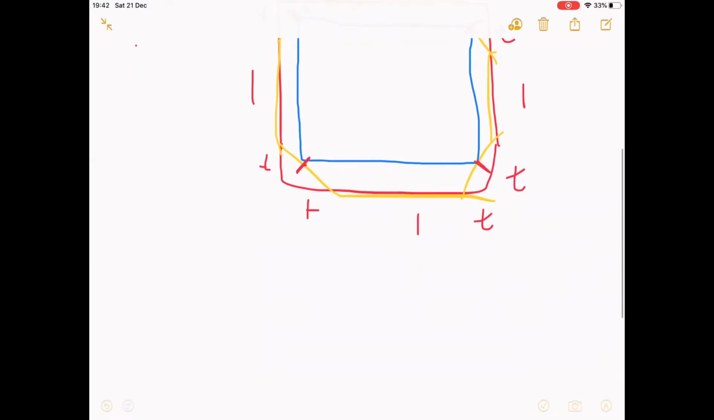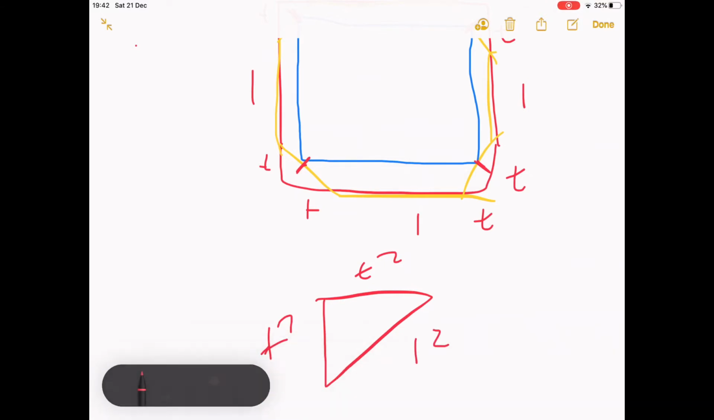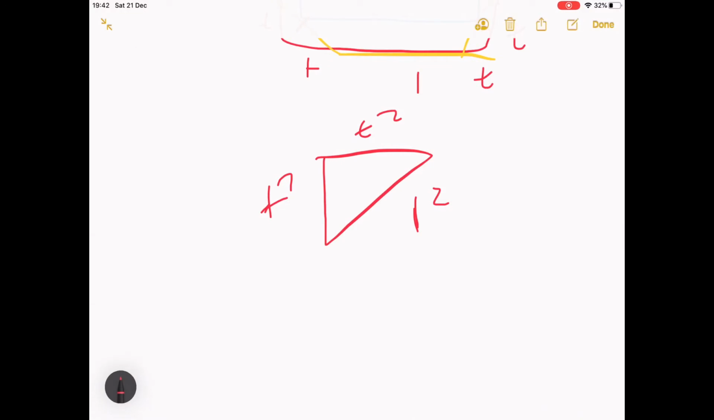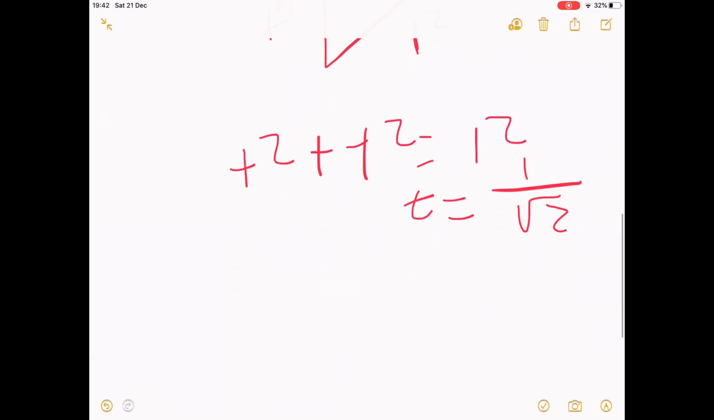So we can draw our triangle again. T squared. So Pythagoras theorem is basically t squared plus t squared equals 1 squared. So t equals 1 over under root 2. So that's our t, and now we can use this to find out the length of our larger square.